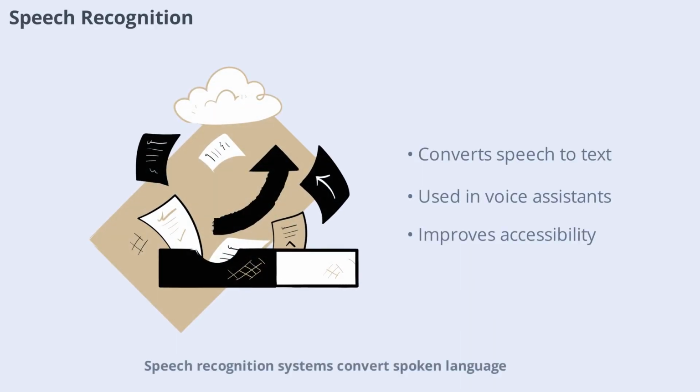Speech recognition systems convert spoken language into text using neural language models. These systems are used in voice assistants, transcription services, and accessibility tools. By accurately interpreting speech, language models make technology more accessible and user-friendly for everyone.